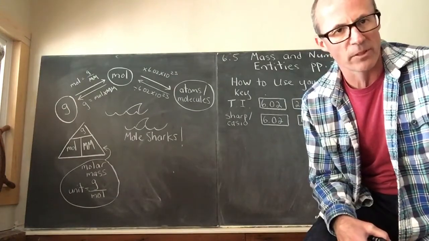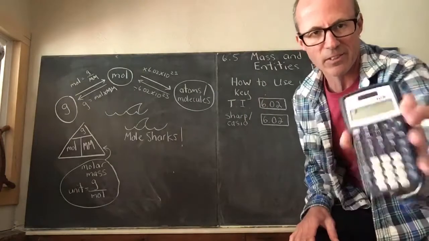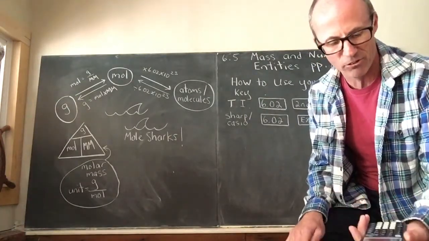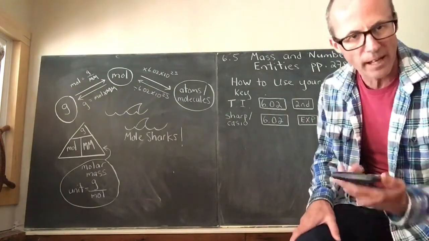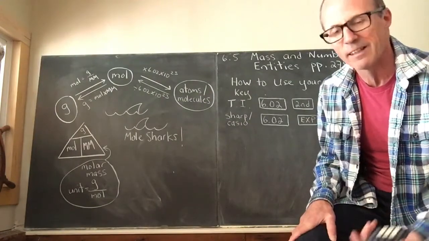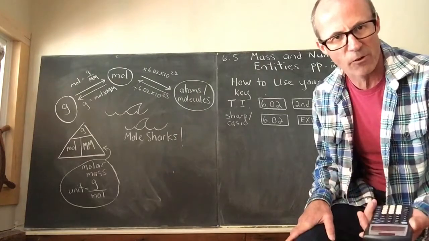Everybody's calculator is a bit different. I have a Texas Instruments calculator here. It's actually not my favorite. It's got extra steps in the functions that you have to go through. Most of you might have a Sharp or a Casio calculator or something that's more in that line. It actually works more easily. So let's just type in Avogadro's number.